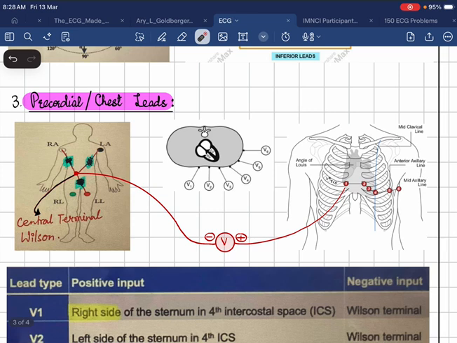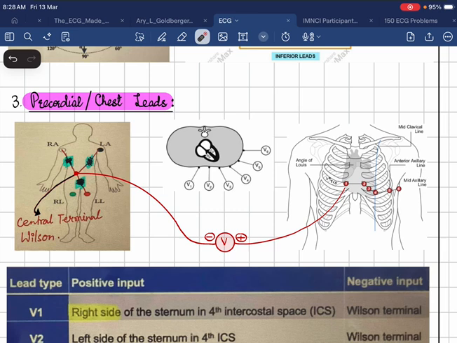Then for precordial or chest leads, how they are placed is, we combine all the right arm, left arm and left leg leads, and we connect all of them, and that forms the central terminal of Wilson, which is connected with the negative terminal of the voltmeter, whereas the positive terminal, the active or exploring electrode, is placed in the various regions of the precordium, and they constitute the V1 to V6 leads.